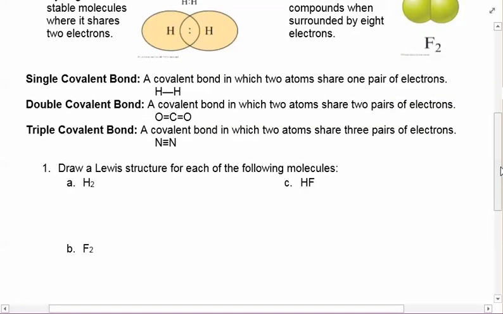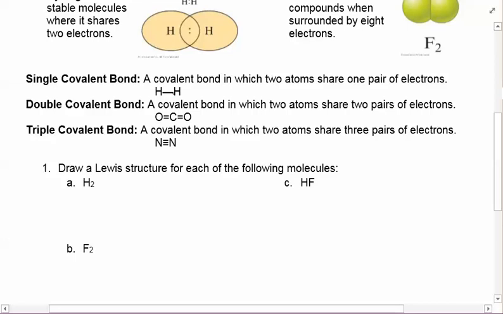A single covalent bond is a covalent bond where 2 atoms share 1 pair of electrons. Whenever we're talking about electrons, we often talk about them in pairs. So think of when you talk about your shoes in pairs. Whenever we talk about a pair of electrons, it's really referring to 2 electrons, which makes, in this case, a single bond. So 1 pair gives us a single bond. We represent that as a single line.